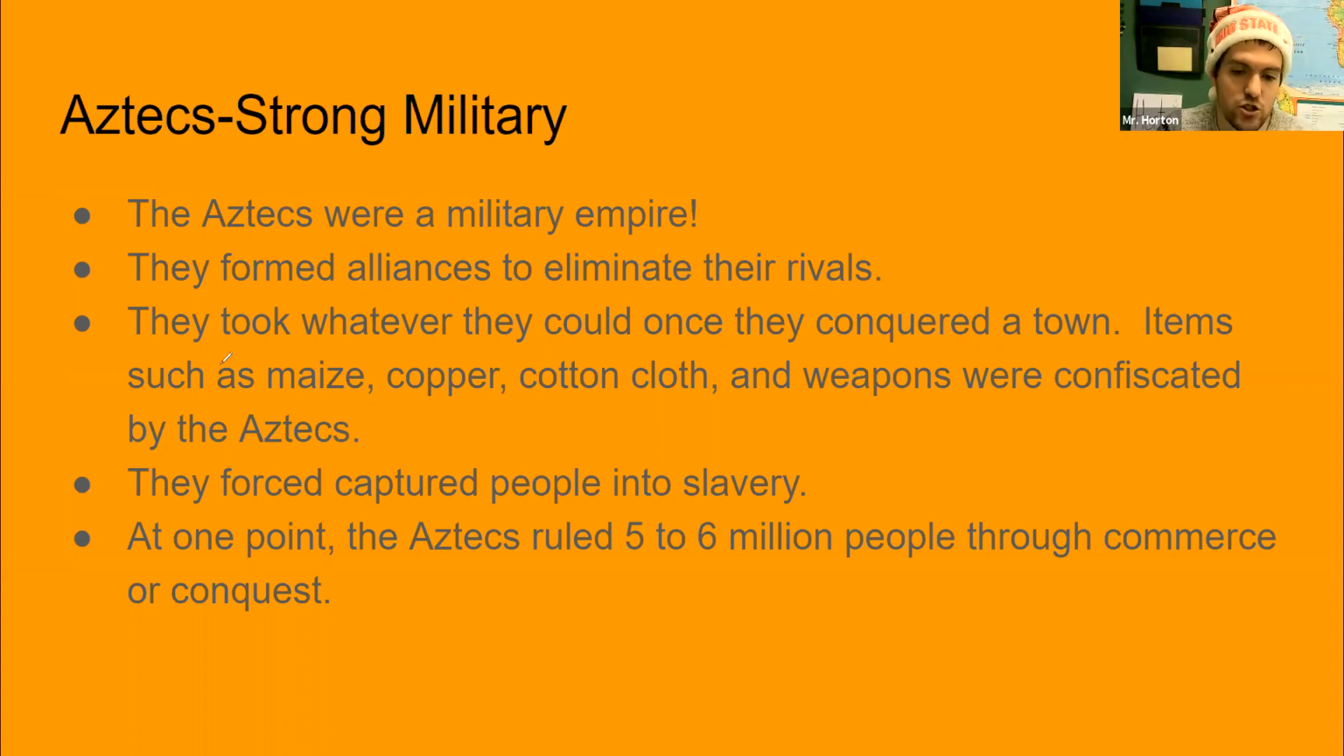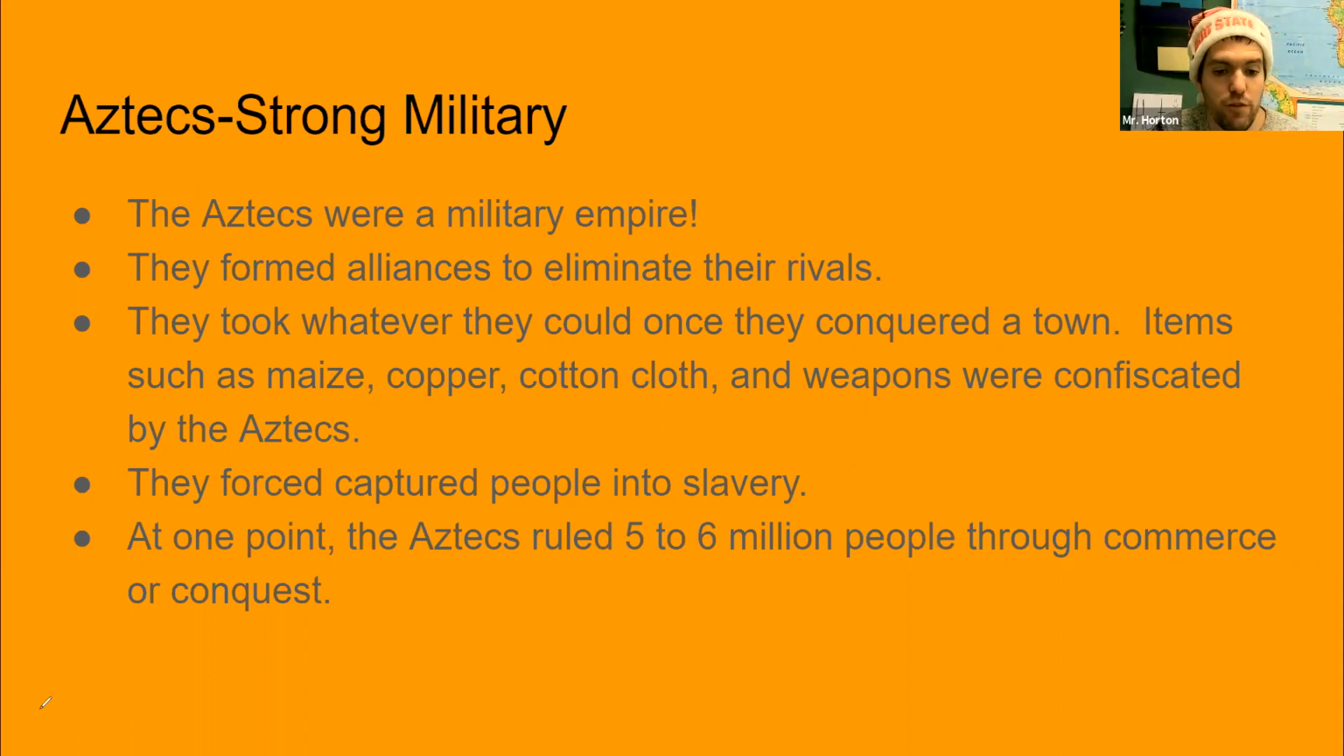And so once the Aztecs took over a town or a village, they took over anything in that village. So they conquered all of the resources. They took items such as maize, copper, and cotton cloth, and weapons were confiscated by the Aztecs. So once they took over the village, whatever was in the village became a part of the Aztec civilization.